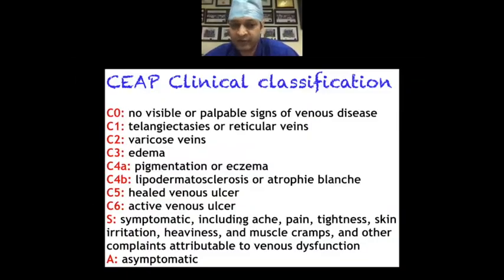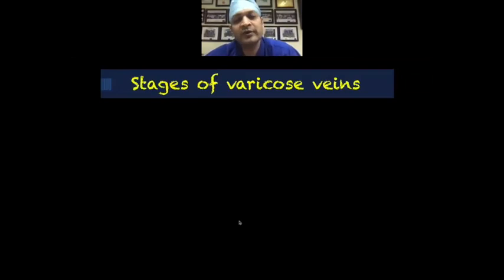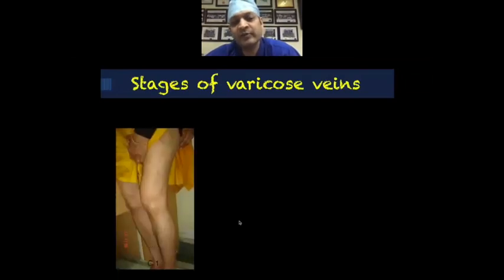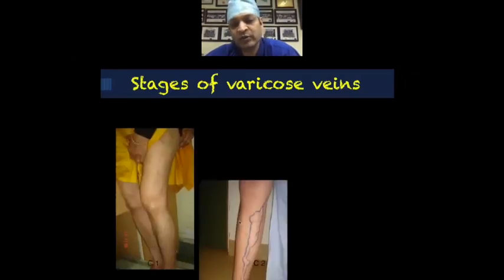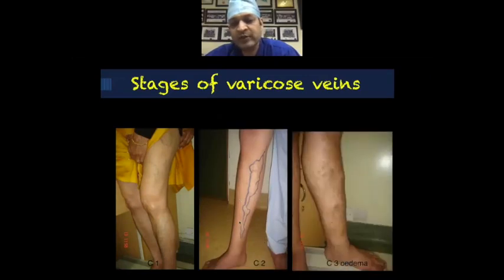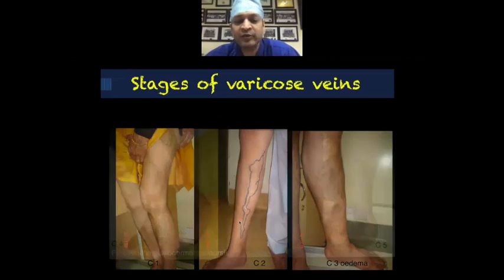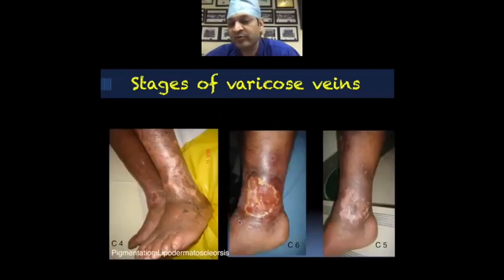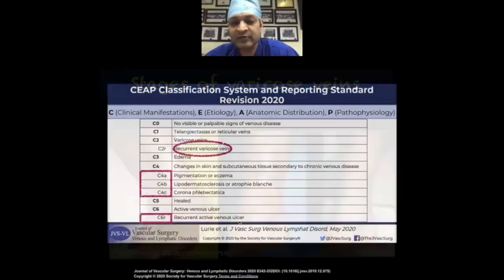We all know the C classification, okay? So basically we classify them into C1, cosmetic varicose veins, C2, varicose veins with basic hair, C3, edema, C4, pigmentation, lipodermatosclerosis, C5 is healed ulcer, and C6 is venous ulcer.